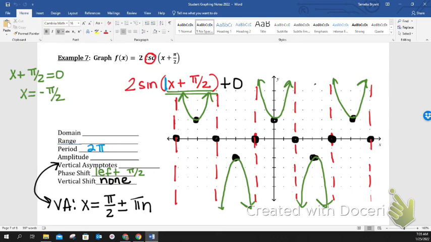So my domain is all real numbers. X cannot equal pi/2 plus or minus pi. Your range is -infinity to -2 with a bracket, 2 to infinity. We don't have an amplitude.